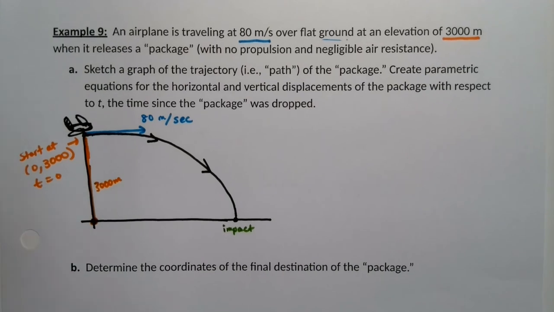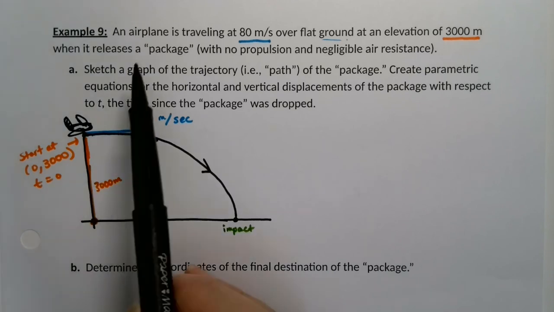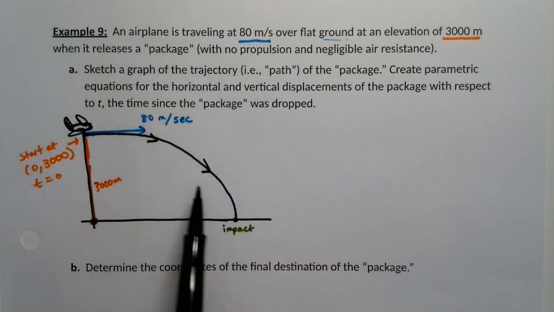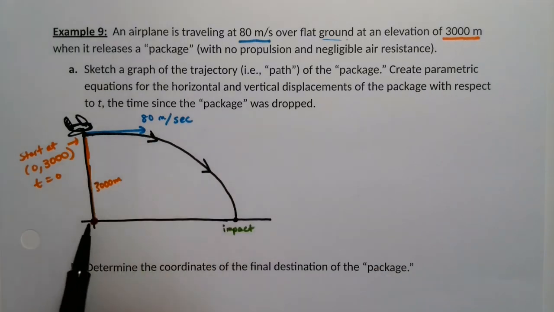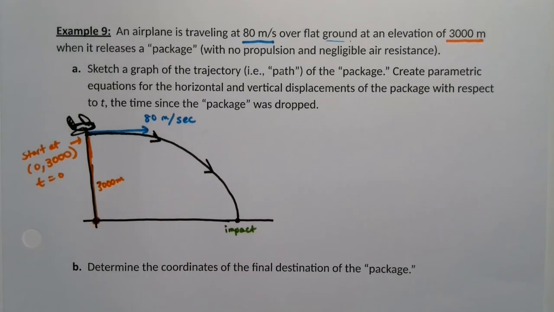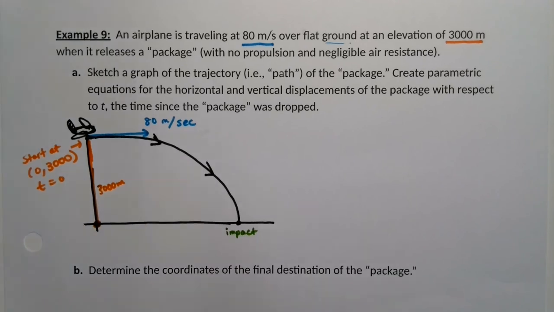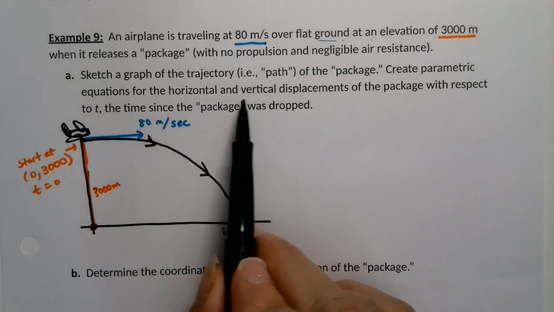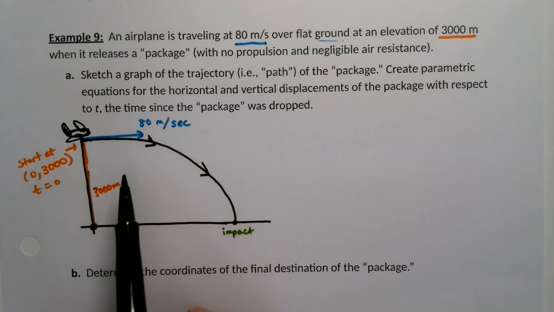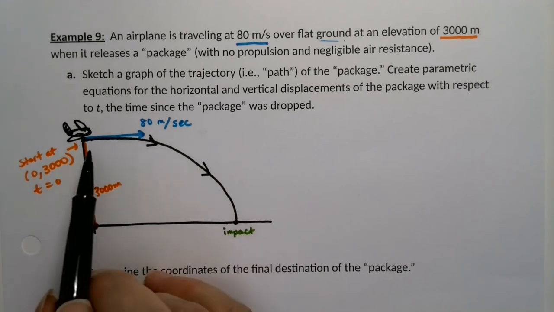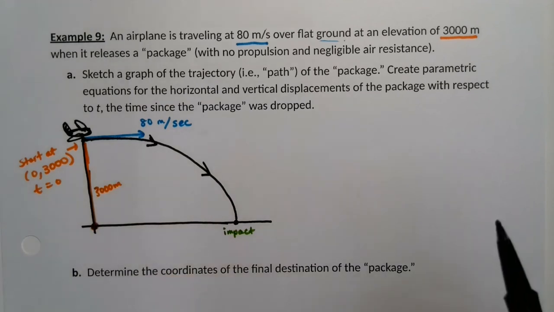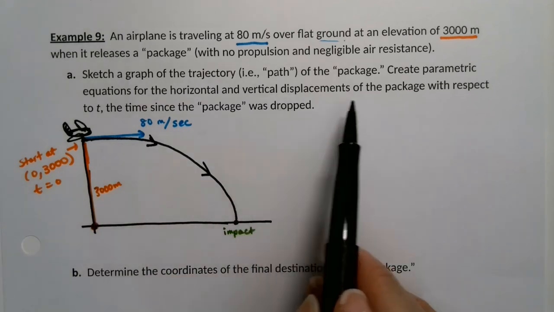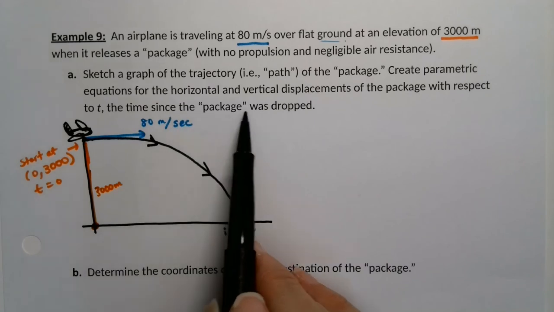All right, now we created a parametric, we sketched a graph of the trajectory. Ta-da. We have the arrows showing that path. Very nice. We have our important numbers marked out. Lovely. We want to create parametric equations for the horizontal and vertical displacements, i.e. distance. So we want to know the horizontal and the vertical at time t. No problem. And then we want to know the time since the package was dropped.